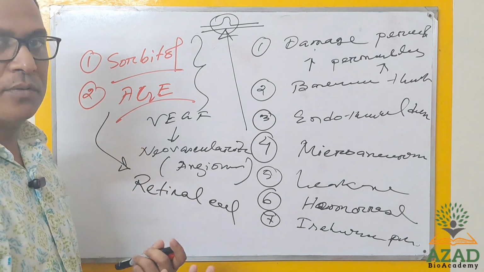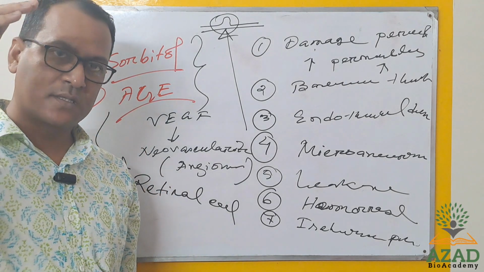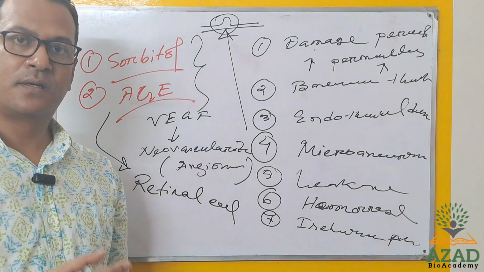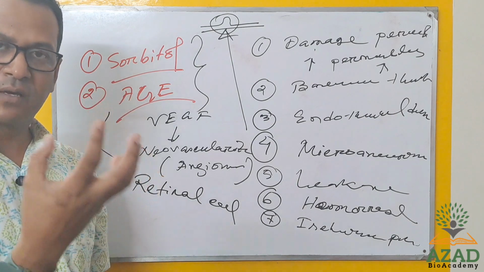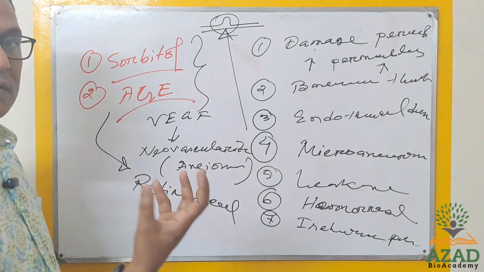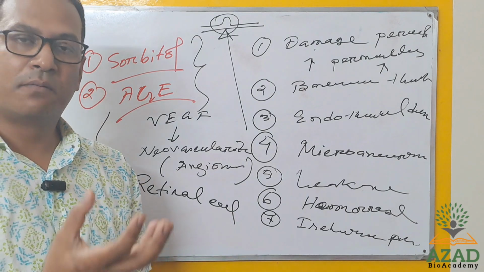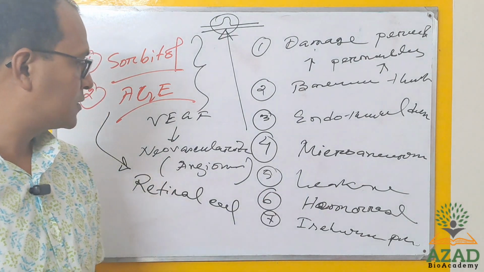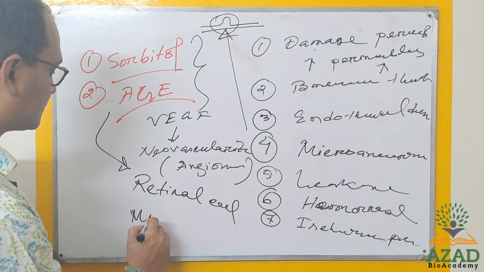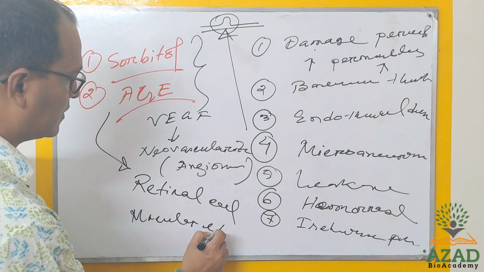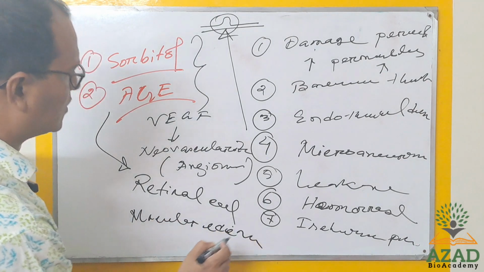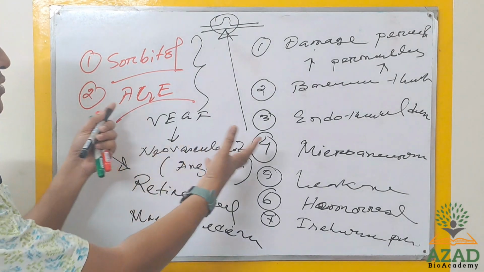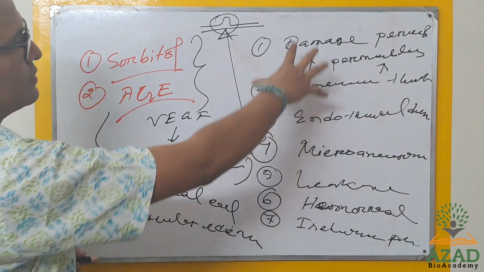Okay, suppose you think of the middle part of the retina, that is the macula. If the macula is affected, then the macula will swell up. That is, macular edema will be produced. Okay, macular edema. So this is the vascular problem.